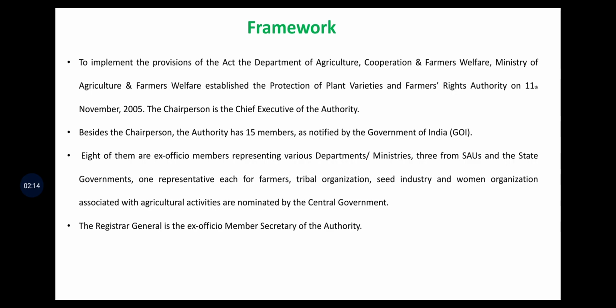8 of them are ex officio members representing various departments or ministries, 3 from state agriculture universities and state governments, and 1 representative each for farmers, tribal organization, seed industry, and women organization associated with agricultural activities are nominated by the central government. Registrar General is the ex officio member Secretary of the Authority.